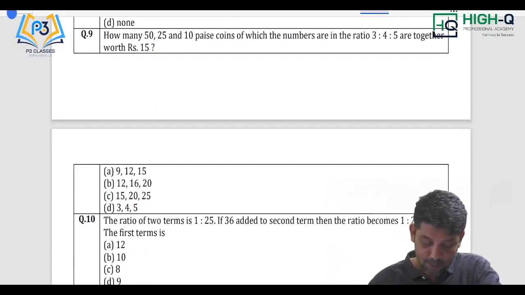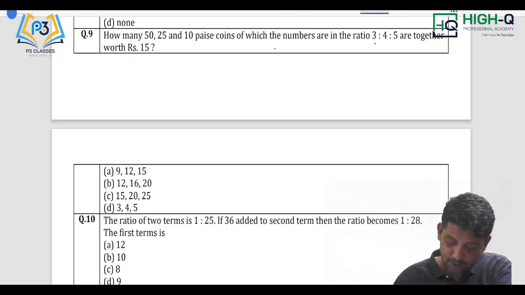Now 9th sum. How many 50, 25 and 10 paise coins, whose numbers are in the ratio 3 is to 4 is to 5, are together worth rupees 15? Now listen here. 50 paise, 25 paise and 10 paise coins. Total amount is 15. The ratio is 3 is to 4 is to 5. Option A, 3 is to 4 is to 5.